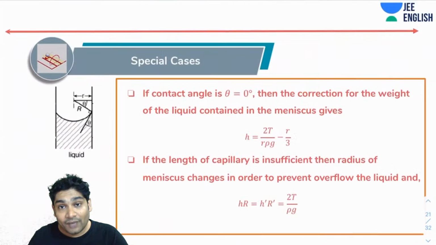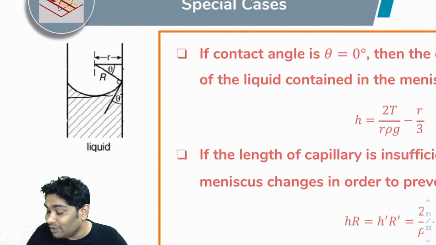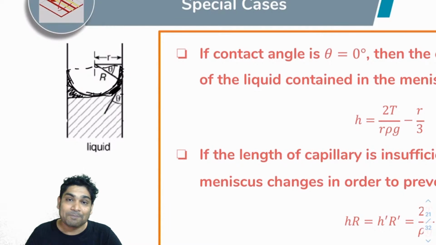Alright, now in the special case of 0 contact angle, what I know is that this meniscus would become a hemisphere. If the contact angle is 0, then I can calculate this volume very easily. This would be volume of cylinder minus volume of hemisphere. So you consider this cylinder. The volume of cylinder minus volume of hemisphere would give you the volume of this liquid, and you can include the weight of this liquid now.